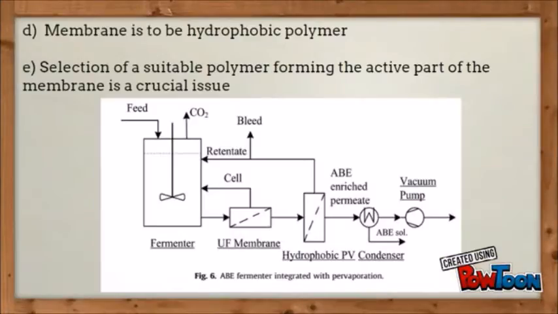The membrane is to be a hydrophobic polymer. The selection of the suitable polymer forming the active part of the membrane is a crucial issue. The figure below shows the ABE fermenter that is integrated with the process of pervaporation.